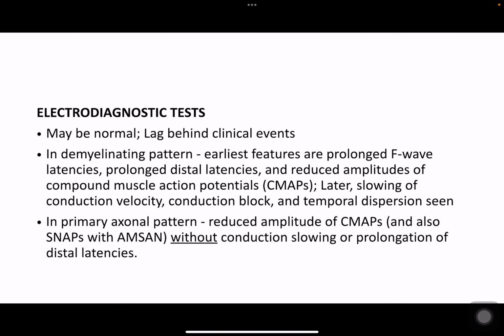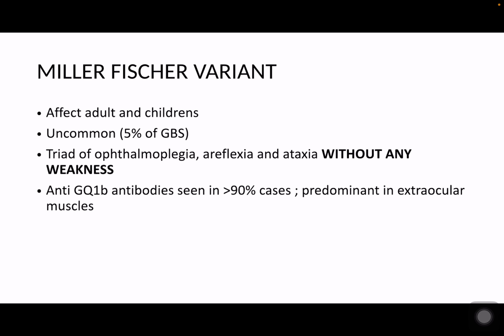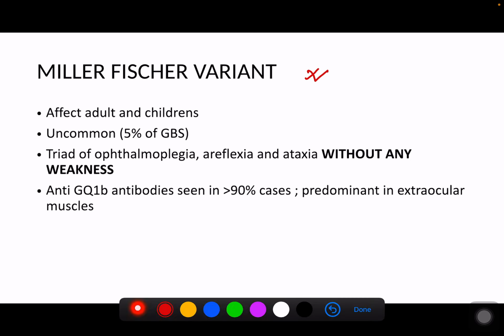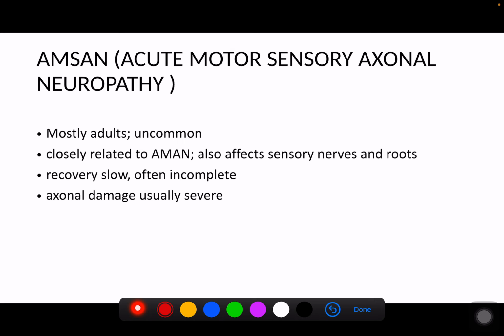So, in continuation, let's talk about the electrodiagnostic test. We were talking about some of the variants, so let's revise them. We talked about Miller-Fisher syndrome, with a triad of areflexia, ataxia, and ophthalmoplegia. Then we talked about AMAN, which is acute motor axonal neuropathy, and AMSAN, which means acute motor sensory axonal neuropathy.